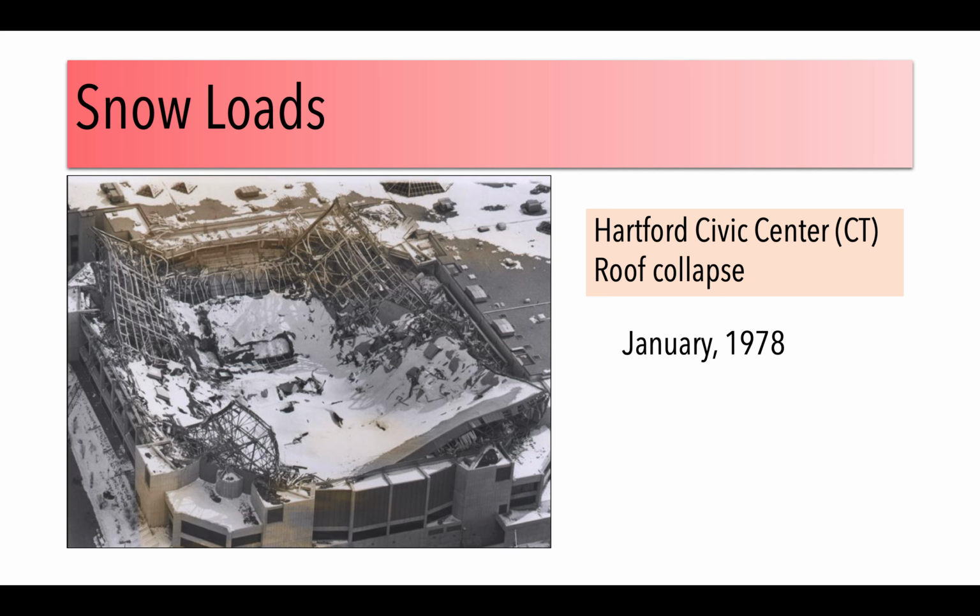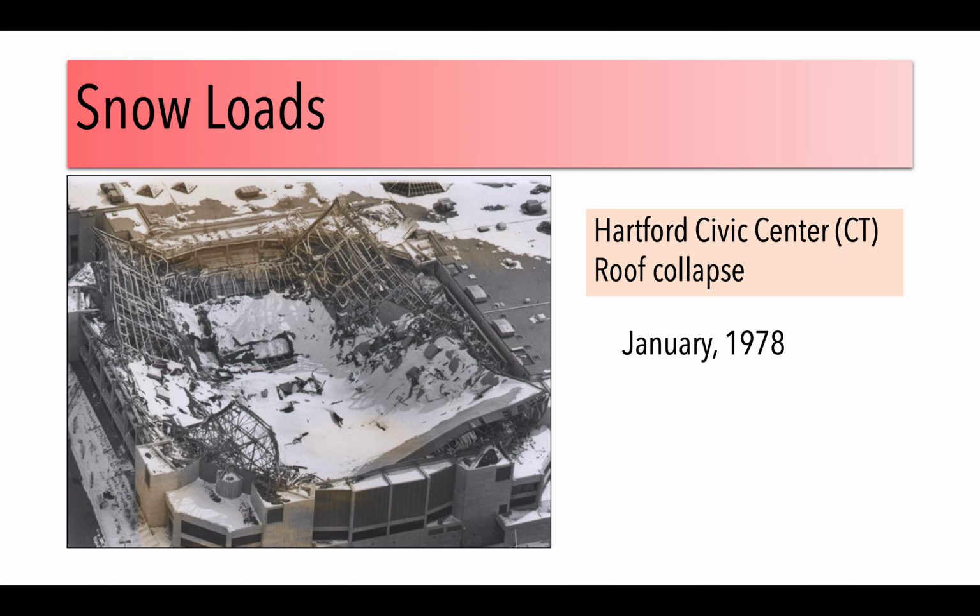This is the Hartford Civic Center that collapsed mainly due to snow loads. We had, I think, a 10-day snow period, and so this roof had accumulated snow, and because of the weight of the snow, it ended up collapsing. And this happened actually 6 hours after a university game. So you can imagine if the collapse had happened just before or just during the game, what would have happened.